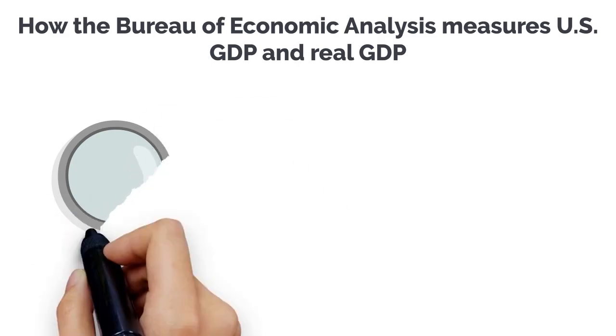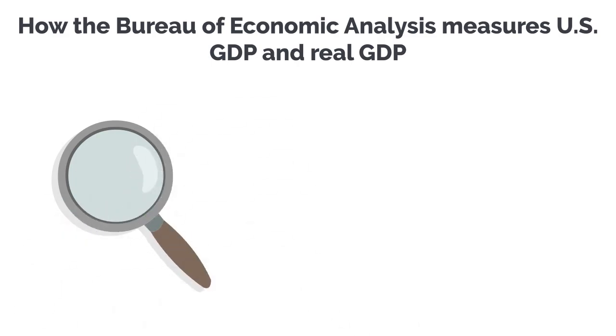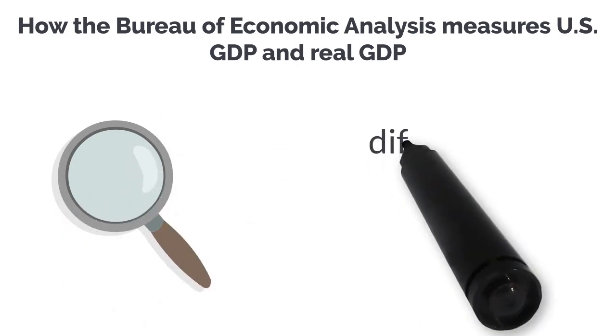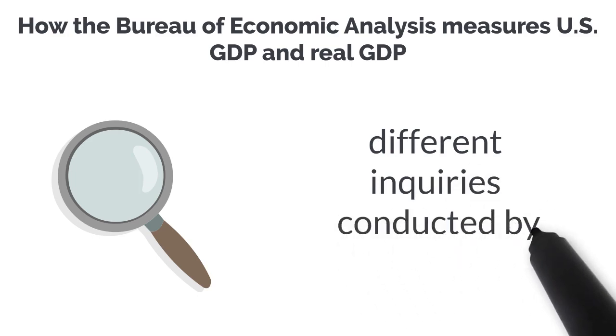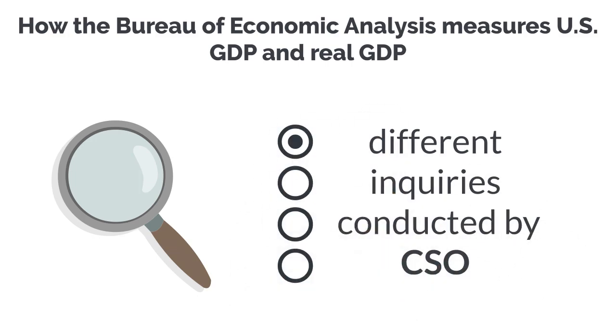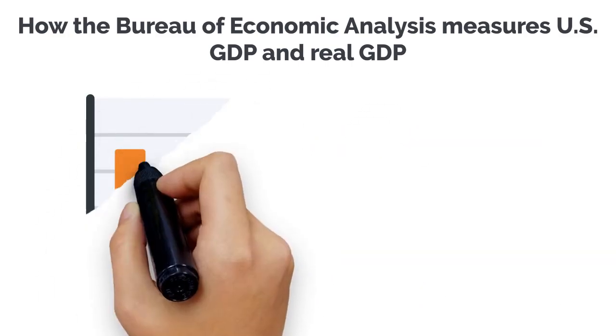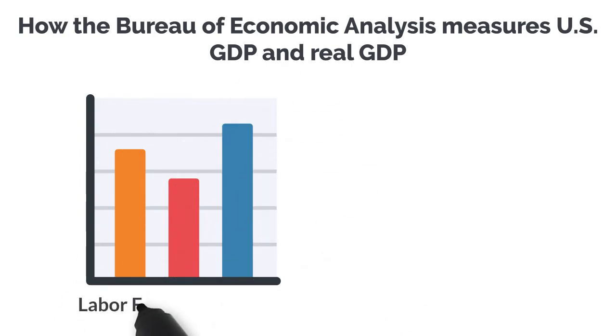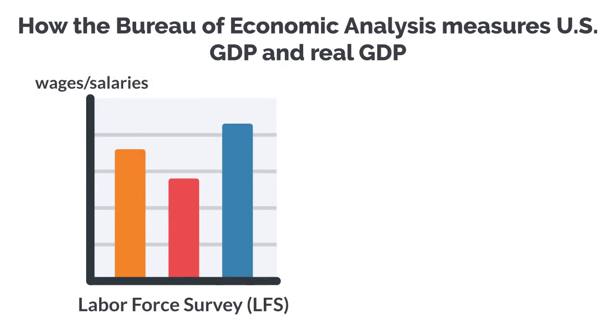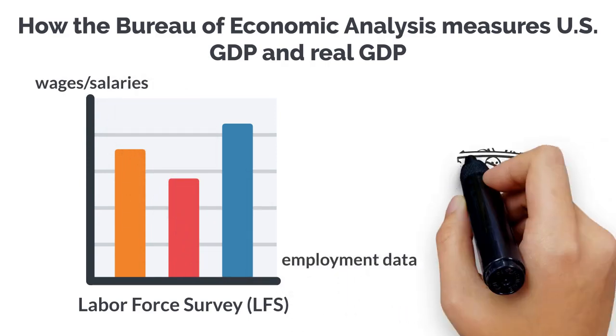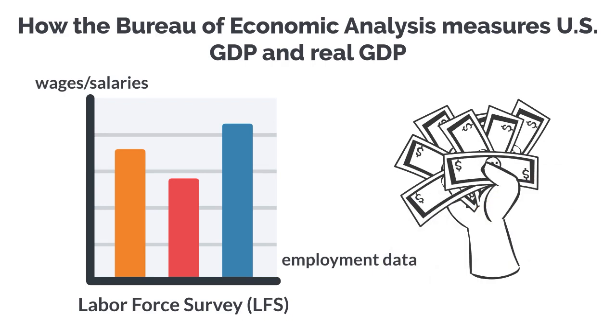In making these estimates, CSO uses a wide variety of sources. Almost all of the different inquiries conducted by CSO are used in one way or another. For example, data on employment from the Labor Force Survey, LFS, helps in calculating total wages and salaries. The Household Budget Survey is used in estimating personal spending, and so on.